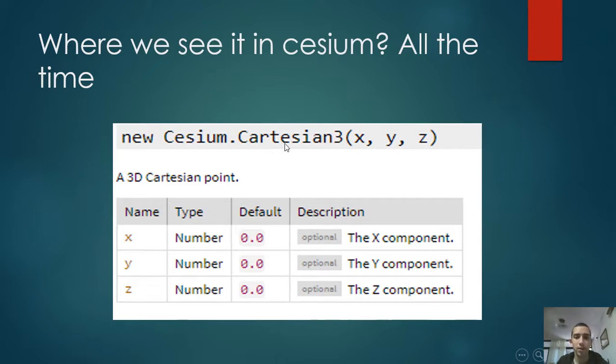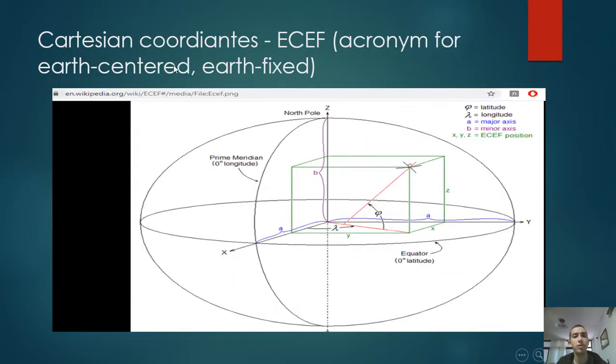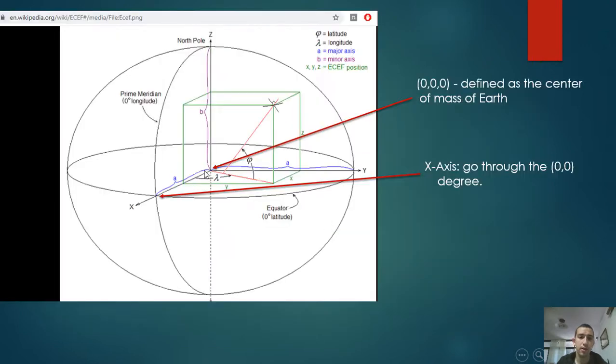Okay, there is a class called Cartesian, you get the XYZ properties, and that's all. Okay, so Cartesian coordinates, in Cesium we use ECEF, an acronym for Earth-centered, Earth-fixed. And as you see, the coordinates start at 0, 0, 0, defined at the center of the mass of the Earth. Here are the three axes x, y, and z starting.